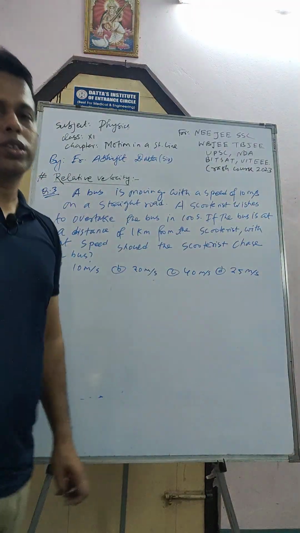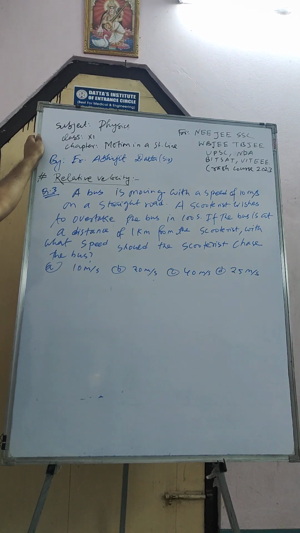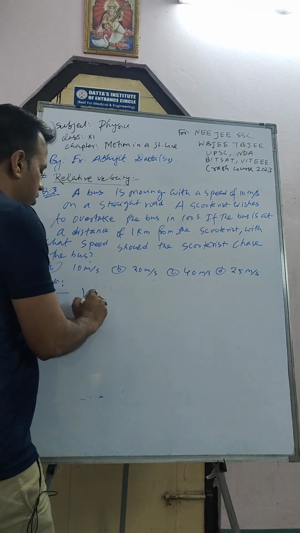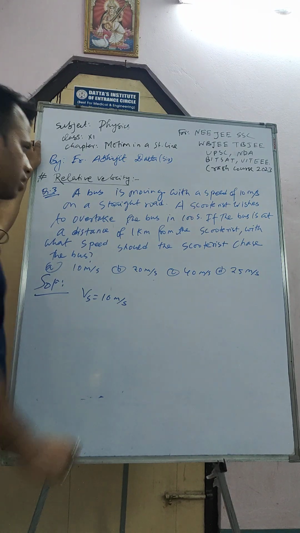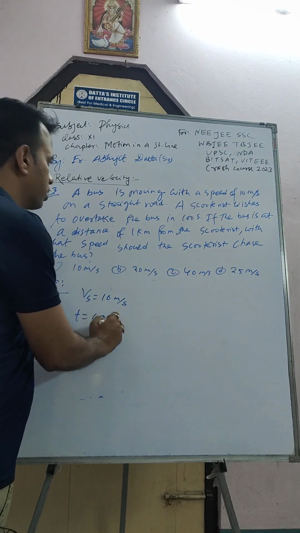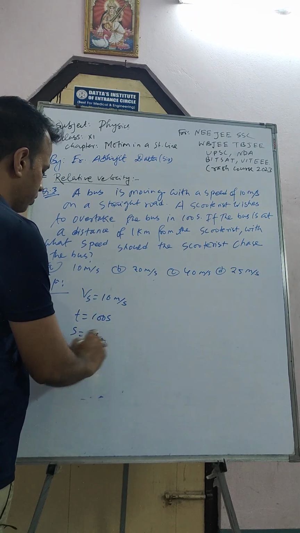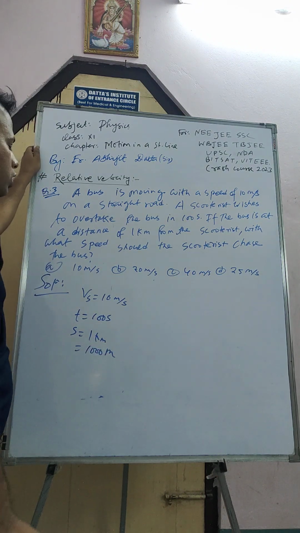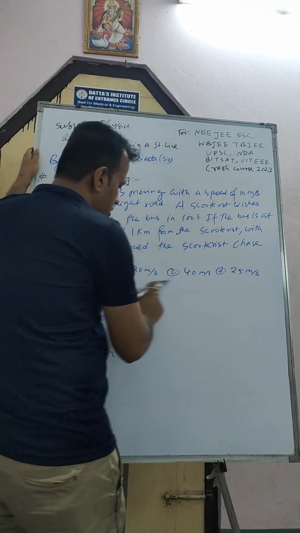So students, our next question, question number 3 from the relative velocity topic, is: a bus is moving with a speed of 10 meter per second on a straight road. A scooter wishes to overtake the bus in 100 seconds. If the bus is at a distance of 1 kilometer, that is 1000 meter, from the scooter, with what speed should the scooter chase the bus? That is, we have to find out the velocity of the scooter.